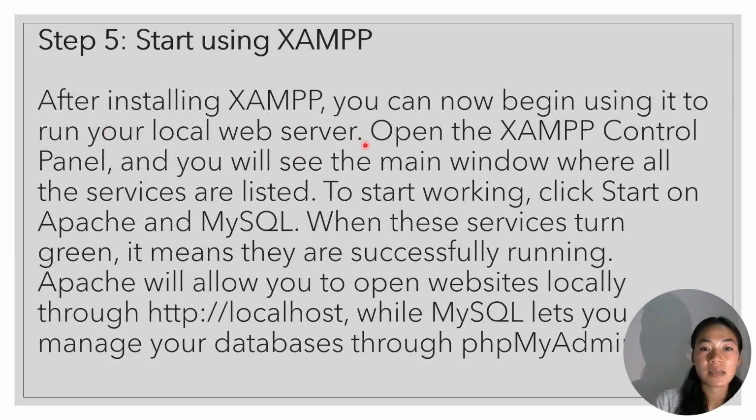After installing XAMPP, you can now begin using it to run your local web server. Open the XAMPP control panel and you will see the main window. There are all the services listed to start working. Click Start on Apache and MySQL.